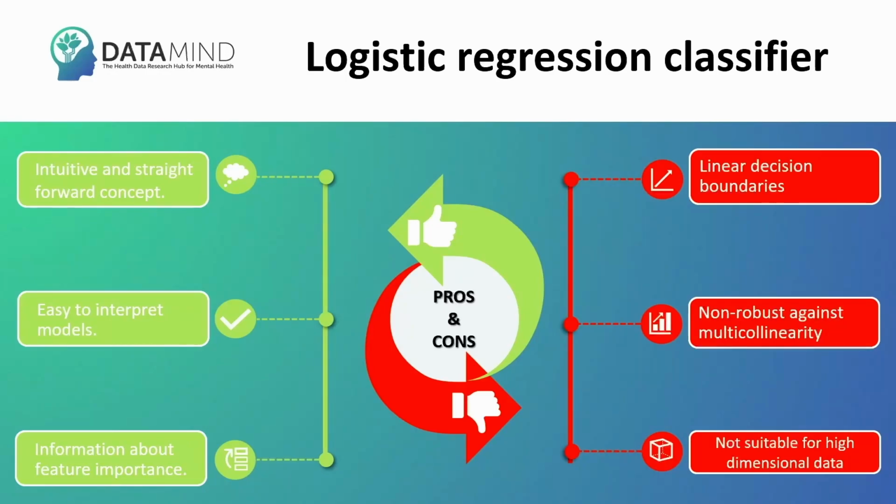However, this classifier only models linear decision boundaries, and it's not robust against multicollinearity. So if we have features that are, again, correlated somehow, then this is going to affect the model. Perhaps not the model performance, but it's definitely going to affect that ability that we mentioned earlier about using the values of the coefficients to understand the strength of the relationship between each of the features and the outcome. And it's not suitable for high dimensional data, generally speaking.